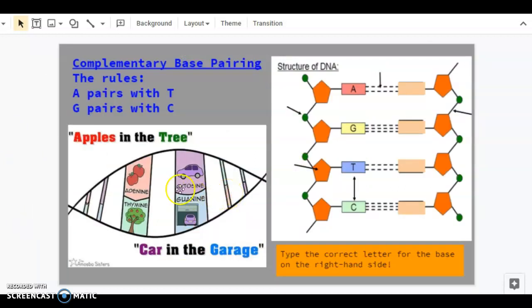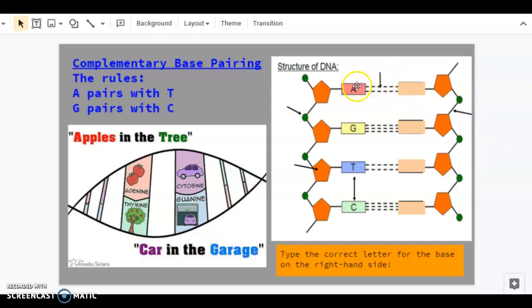Just as a reminder, the pattern that we just saw is called base pairing. A always pairs with T, C always pairs with G. This is called complementary base pairing because A is the complement or the matching piece to T, and C is the complement or matching piece to G. One easy way to remember that is apples in the tree, A pairs with T, car in the garage, C pairs with G. Let's try it out.